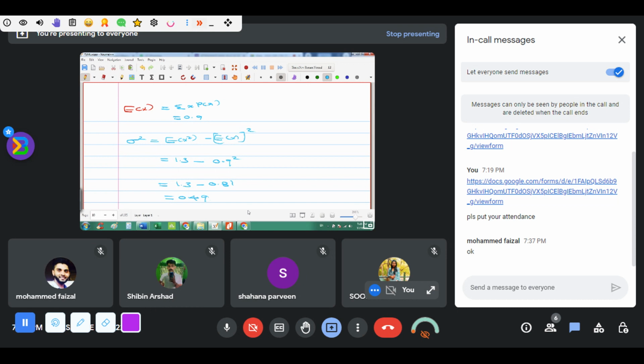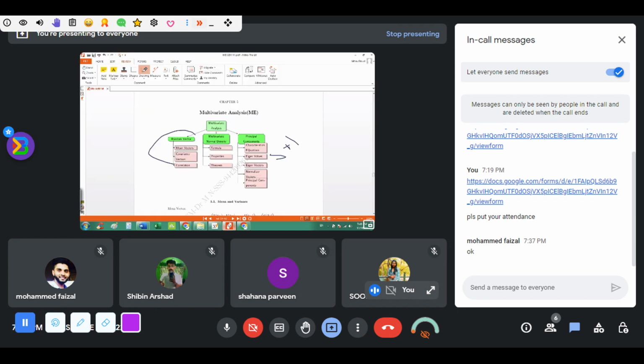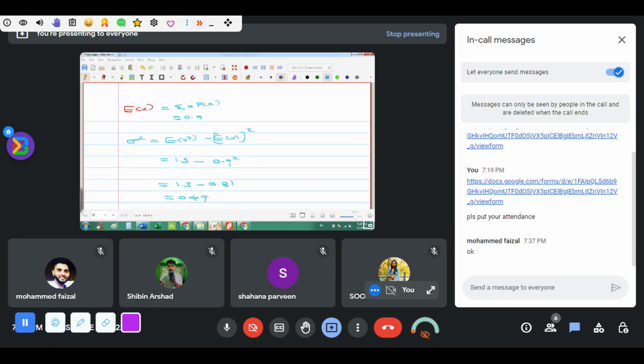Any doubt up to this probability concept? Statistical data is completed and also probability data is completed. Also the mean vector is completed, how to form the mean vector formula. Now I move to the next one, covariance matrix. Mean vector completed. Now I move to the covariance vector or covariance matrix. How to form the covariance matrix.